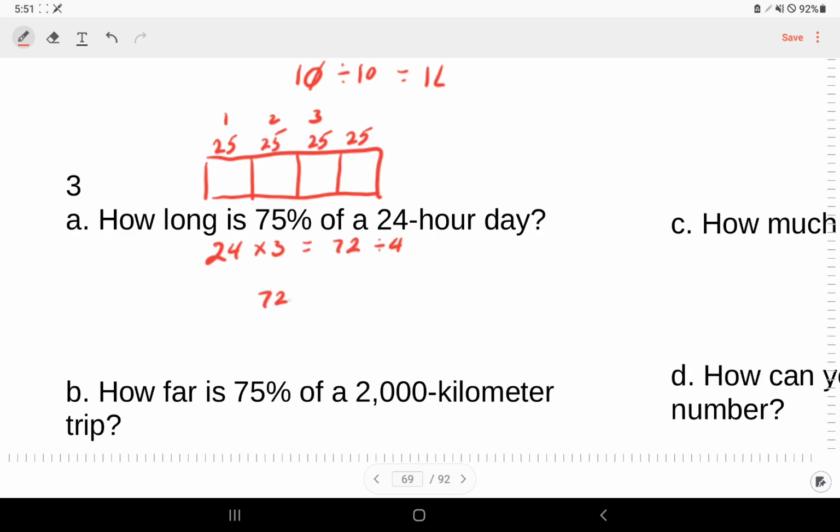And so 72 divided by 4 goes in once, with 3 left over. Bring down the 2. 4 goes into 32 8 times. And so 18 hours.